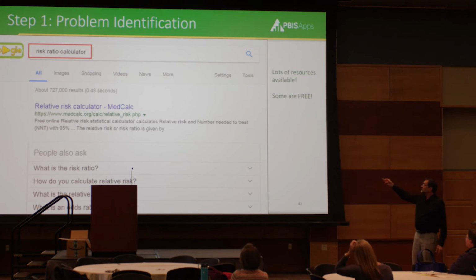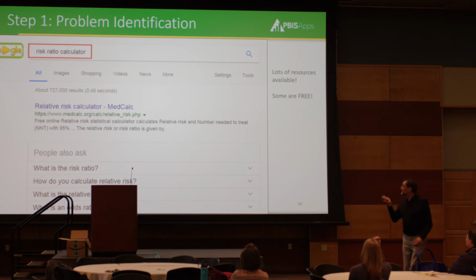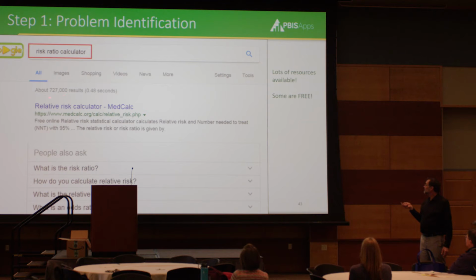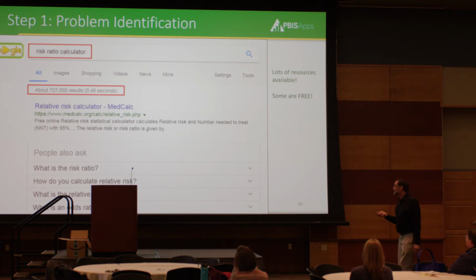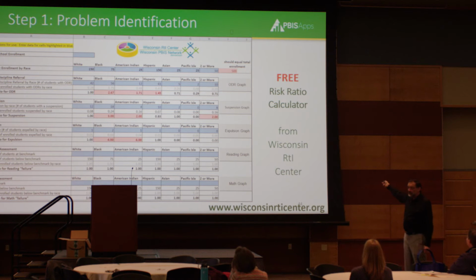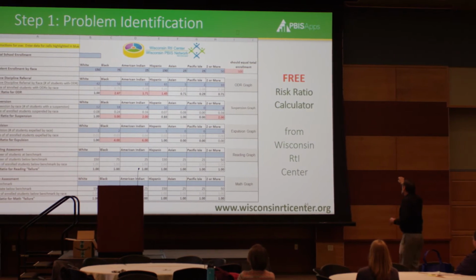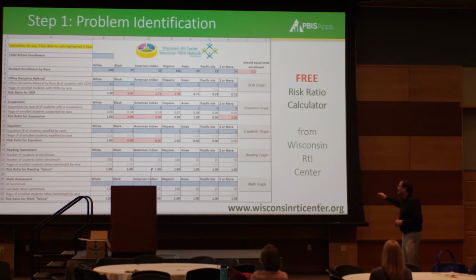Look at this. I put risk ratio calculator in Google. I got to point this out. 727,750,000 results in less than half a second. And one of those is this one, the free risk ratio calculator that you can get. You don't have to use this one. You can use any tool you want to. The risk ratio calculator from Wisconsin allows you to do this.